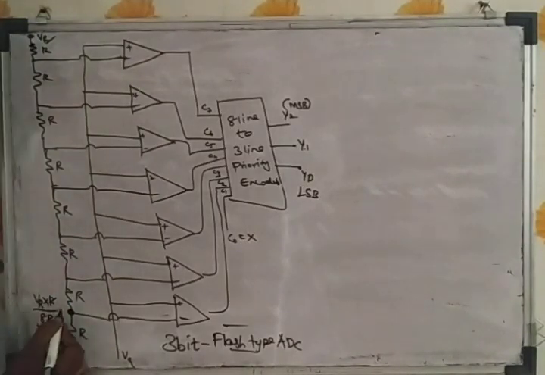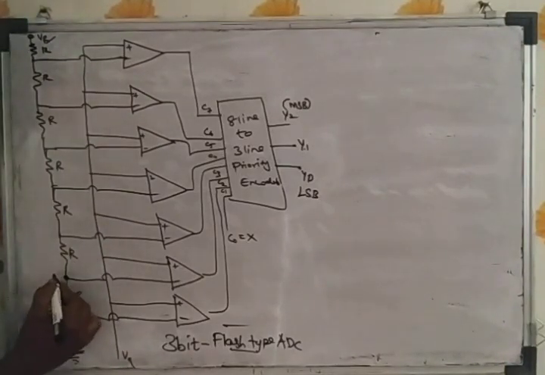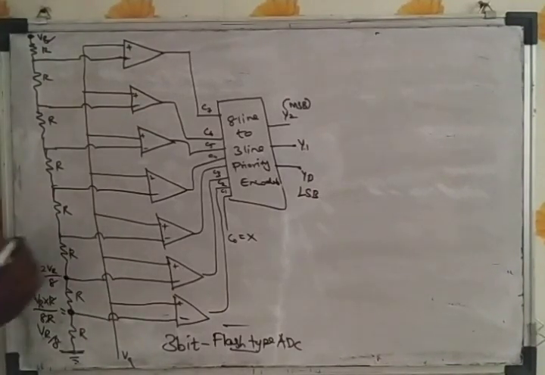So this voltage is VR by 8. Next, at this point you have the same branch resistance 2R divided by total resistance 8R, so you will have 2 VR by 8. Similarly here also apply the voltage division rule.